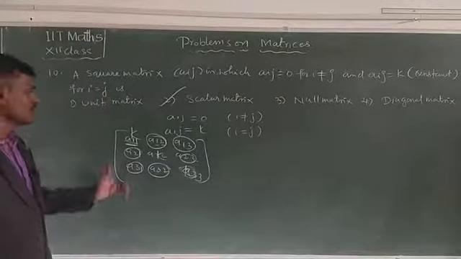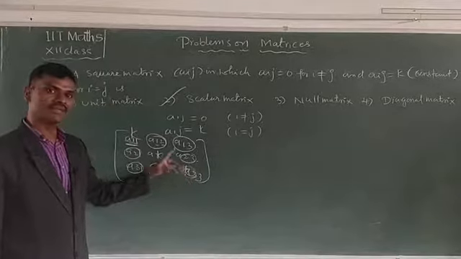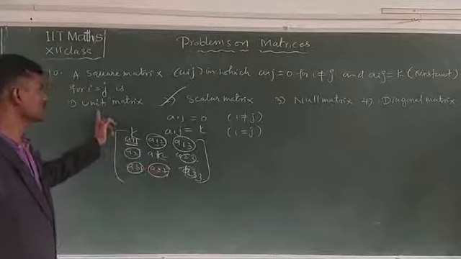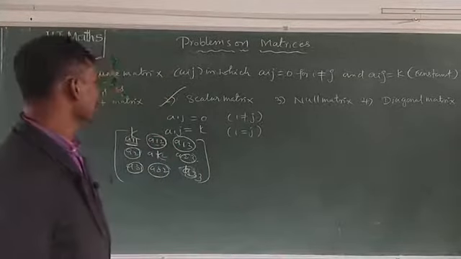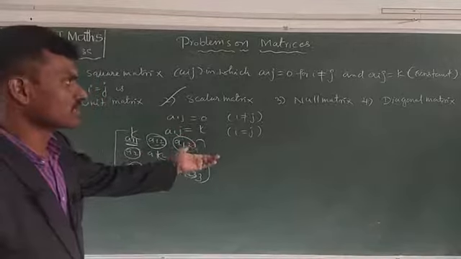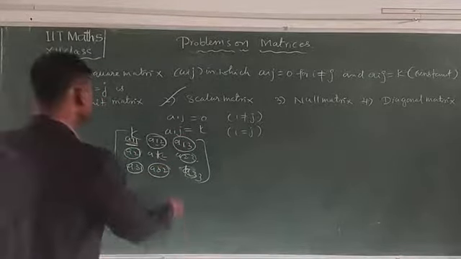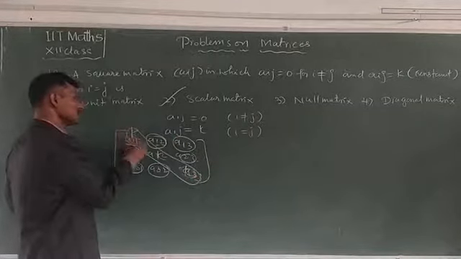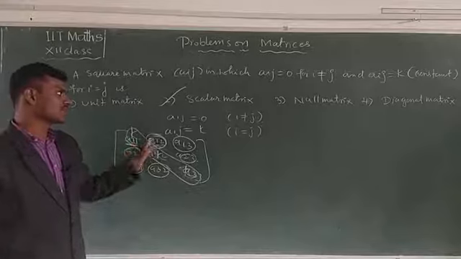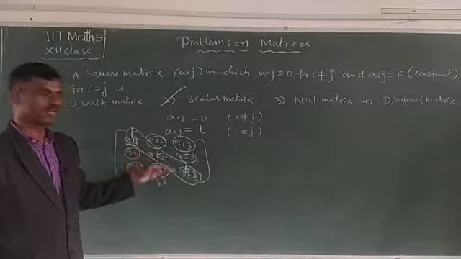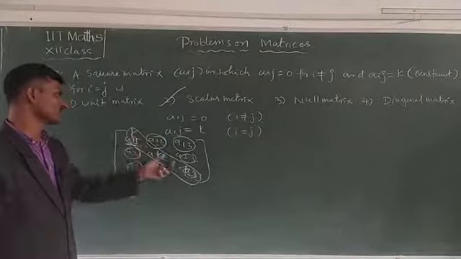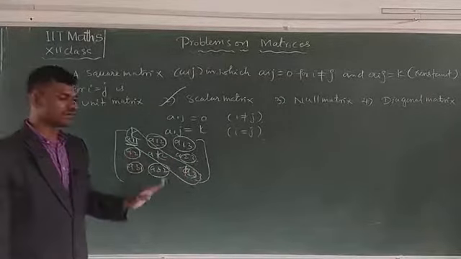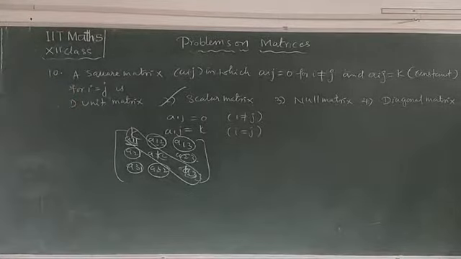Scalar matrix. If the principal diagonal elements are equal to unit 1 and the remaining non-diagonal elements are equal to 0, this is a unit matrix. Here all elements equal to 0 means this is a null matrix. Diagonal matrix means the principal diagonal elements are not equal. Scalar means all diagonal elements are equal. Here 1, 2, 3 are not equal, but here scalar means 3, 4, 3, 3. Okay, remaining all diagonal elements are equal. Your answer is scalar matrix.